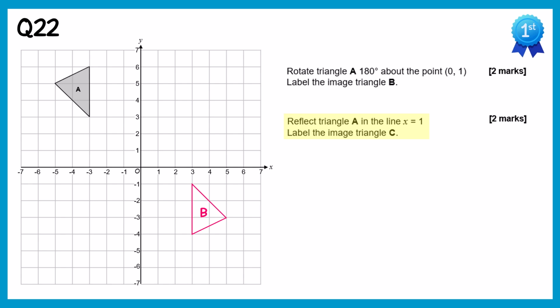For the second part of the question, we need to reflect triangle A in the line x equals 1. The line x equals 1 is a line that goes through x equals 1 on the x-axis, which is here. So we just need to reflect shape A in this line. We're going to do this one point at a time.